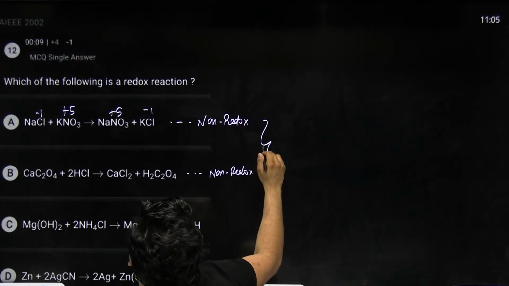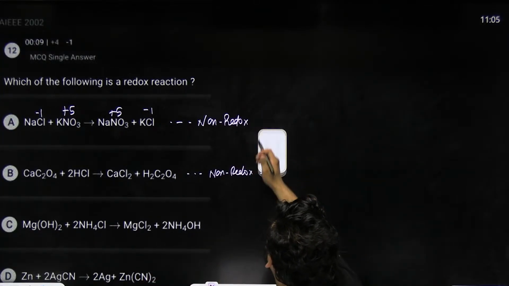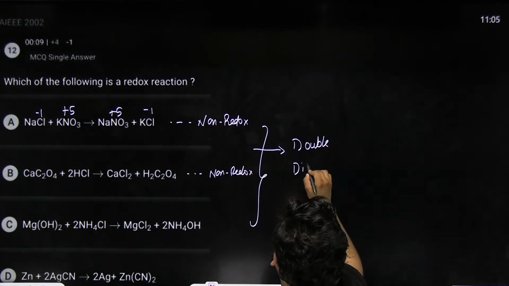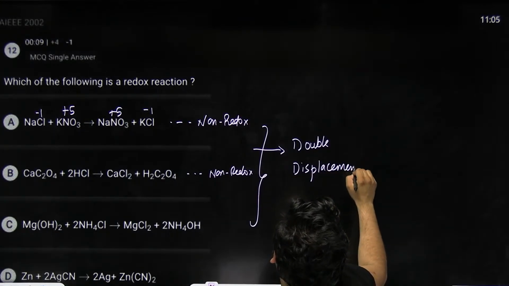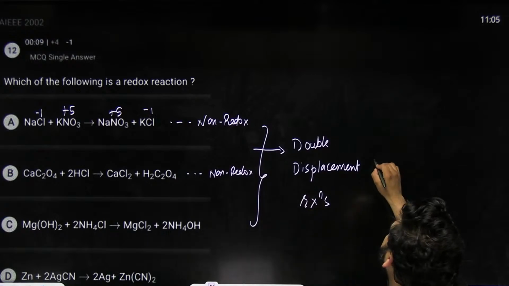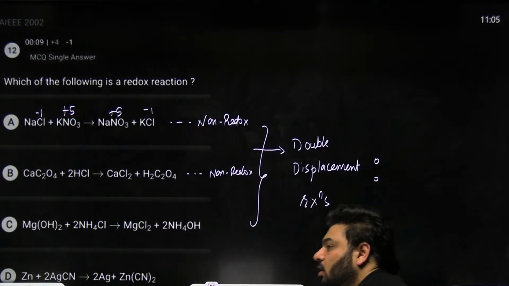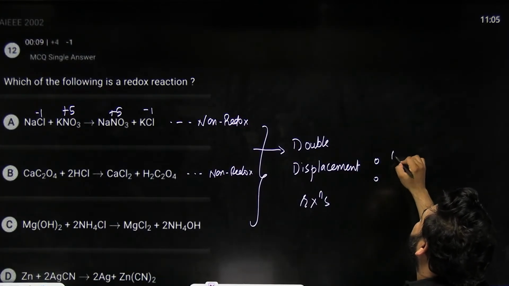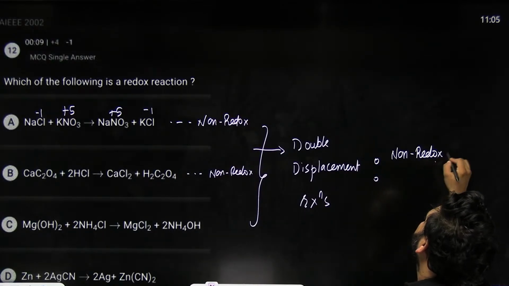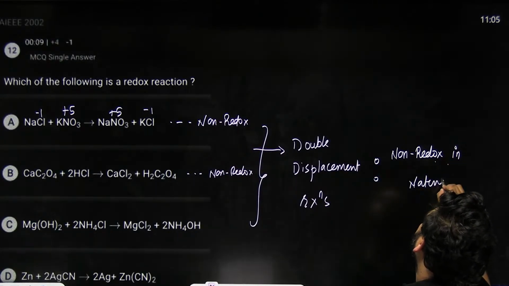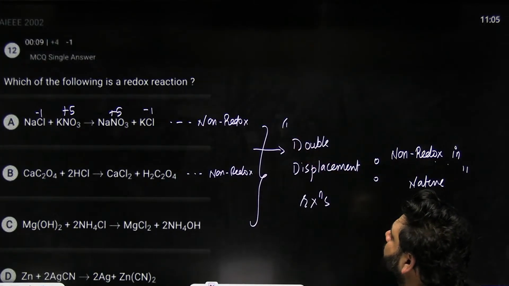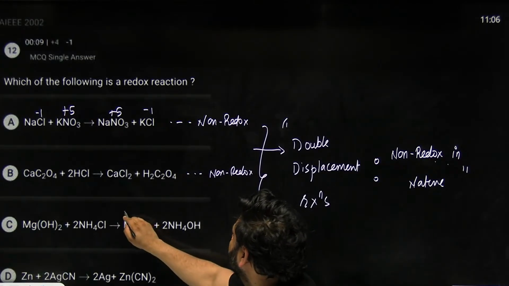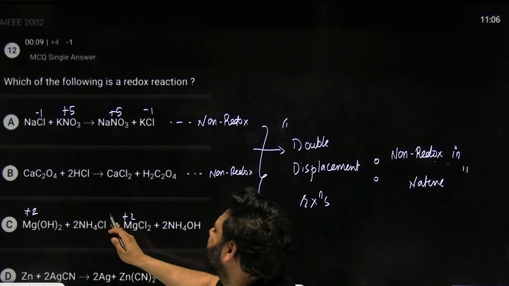Why? Because these are simply double displacement reactions. And I told you once while teaching the theoretical session that all double displacement reactions are non-redox in nature, and all displacement reactions are always redox in nature. So this is non-redox in nature. This is a simple double displacement reaction.